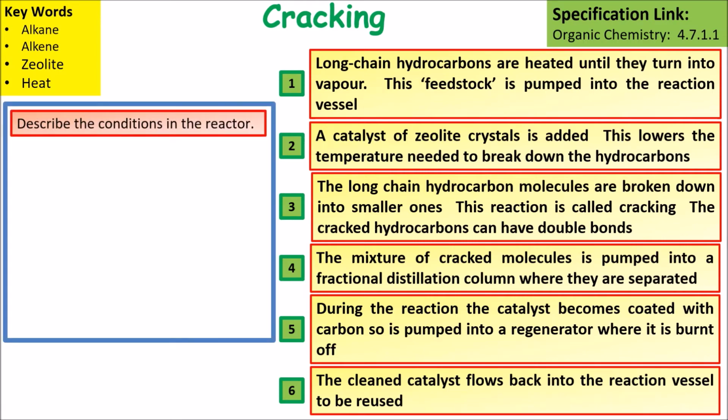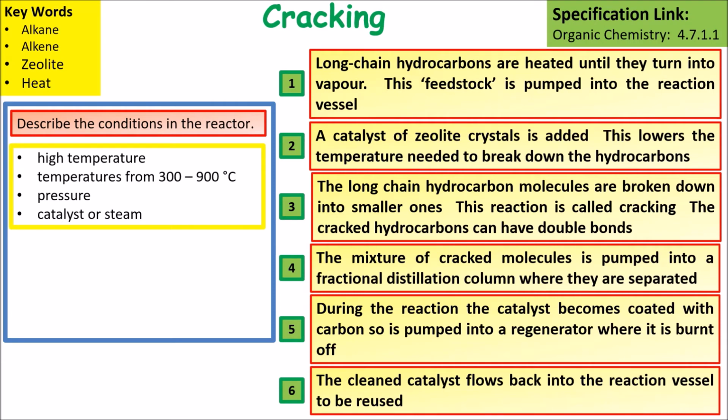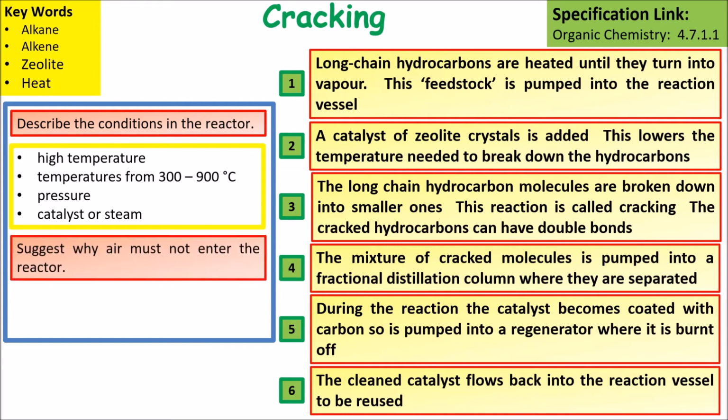So we're looking at describing the conditions. It needs to be at a high temperature, somewhere between 300 and 900 degrees, at a relatively high pressure, and a catalyst is needed. And if we're suggesting why air must not enter the reaction, it would be because air would react with the hydrocarbons and would cause them to burn rather than break apart.